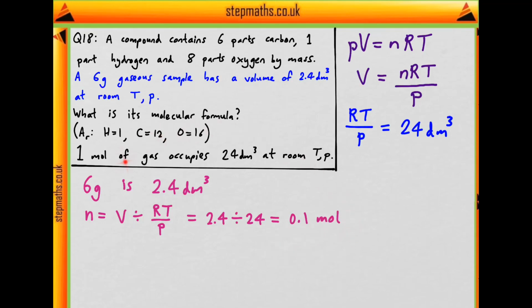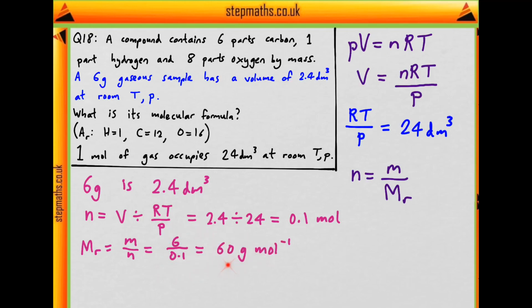So for this sample we have its mass and how many moles it is, and so what's the next logical thing to work out? We're going to need the molecular formula, so we should probably work out the relative molecular mass. And how do we get this? We know number of moles is mass divided by the relative molecular mass. So let's rearrange it for Mr, which gives mass over number of moles. So putting the numbers in gives 6 grams divided by 0.1 moles, which of course is 60 grams per mole.